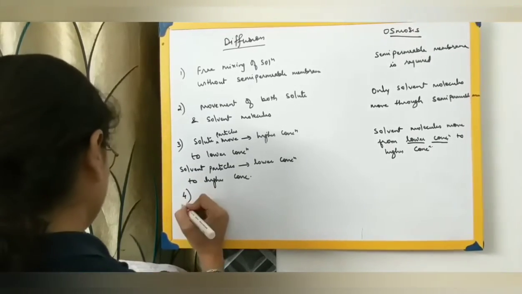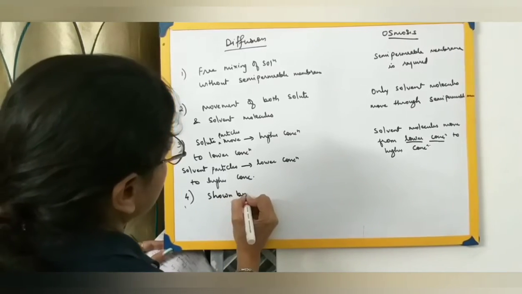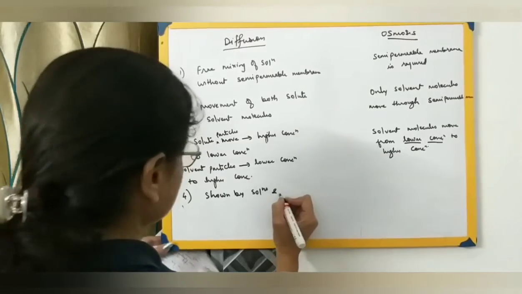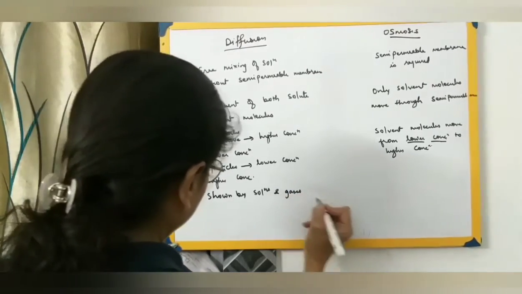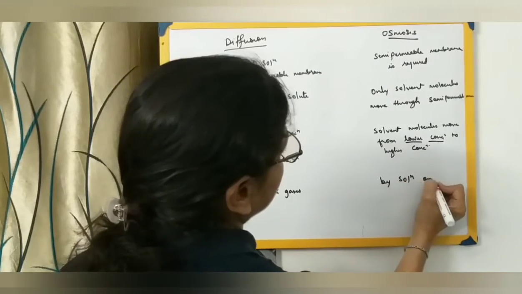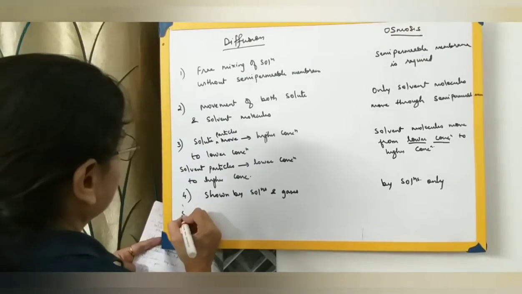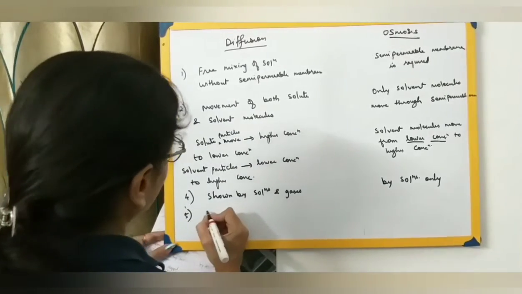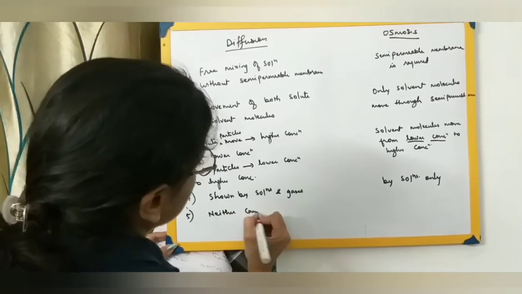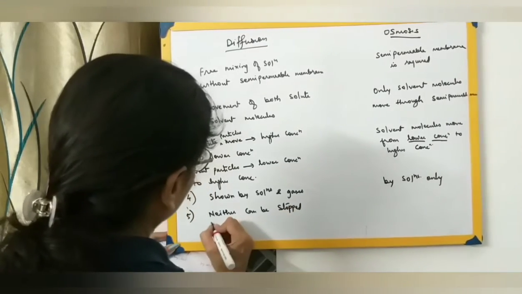Then the fourth point over here: diffusion is shown by solutions as well as by gases, but osmosis is shown by solutions only. Then diffusion can neither be stopped nor be reversed.